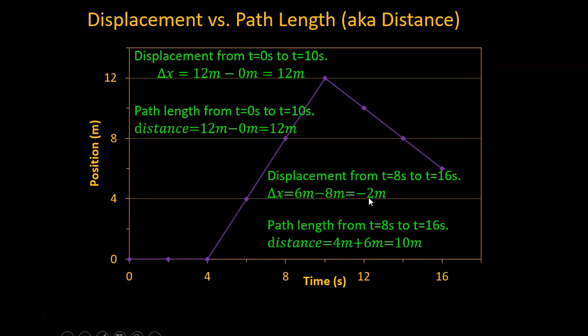Notice the change in position or displacement was negative 2 meters, which would be 2 meters to the left or 2 meters down, depending on whether we're moving horizontally or vertically. But the total path length or distance was 10 meters. So when you have a change in direction, you'll find that displacement and path length are different. And displacement can never be longer than path length, but path length will be longer than displacement when you have a change in direction. When you have no change in direction, for instance from 0 seconds to 10 seconds, we didn't change direction, the path length and the distance will be the same.